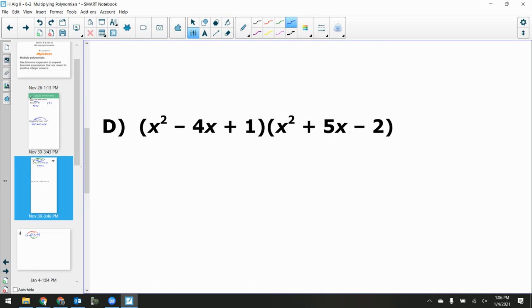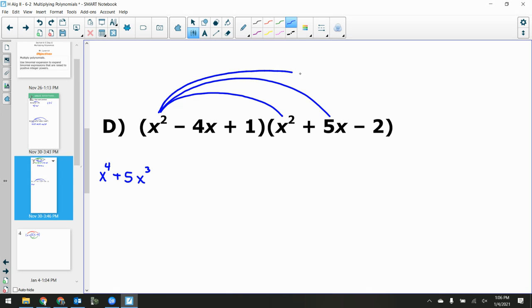Even with a trinomial times a trinomial, a 3-term times a 3-term, you're still just doing the distributive property. This is where we need to stay organized. This is where you really need to be careful. Don't drop a sign. Don't forget a coefficient. Watch your powers. X squared times x squared is x to the fourth. X squared times 5x is 5x to the third. X squared times negative 2 is a negative 2x squared.